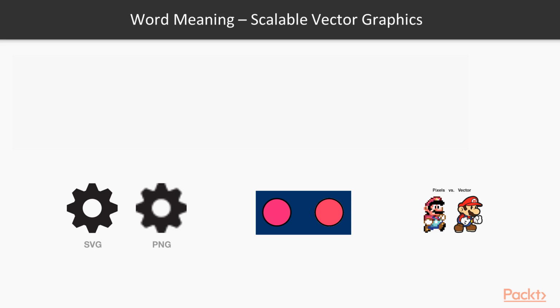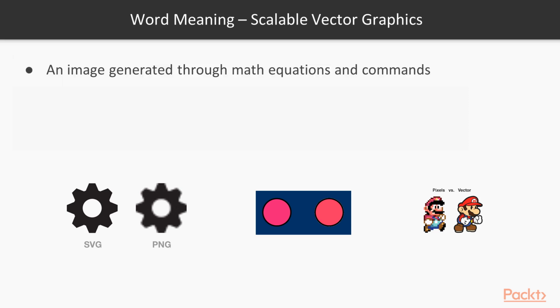We already know SVG stands for Scalable Vector Graphics. But wouldn't it be even better if we also knew what exactly we meant by these words? Vector is an image generated through math equations and commands. It can be scaled to be smaller or larger, and it will never become pixelated. The advantage to use SVG images is clear.